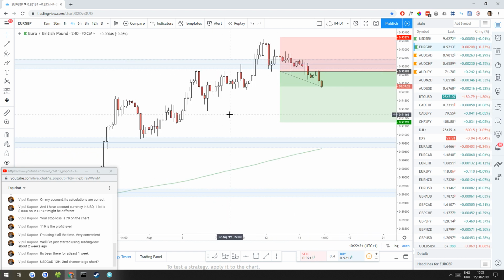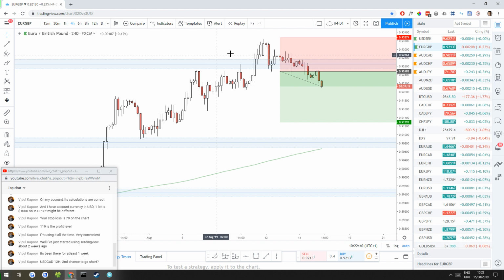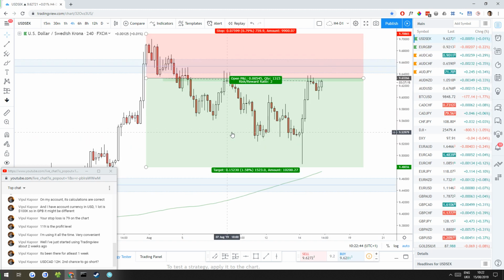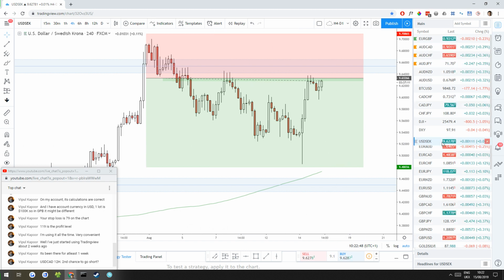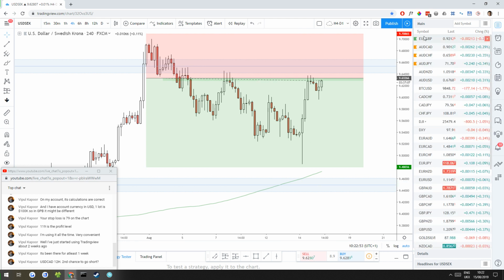EURGBP, there's a short trade open that I missed because it happened at like 6:30 a.m. or whatever. It happened just shortly before I woke up. So I missed that trade. And USDSEK, I don't think anyone's still in it. I'm actually just going to remove this one. So yeah, that's it for the analysis, guys.